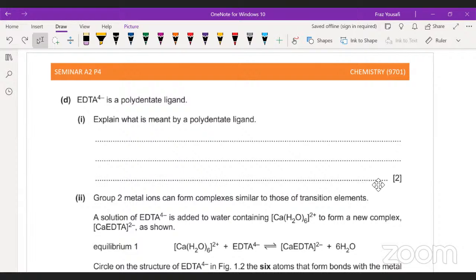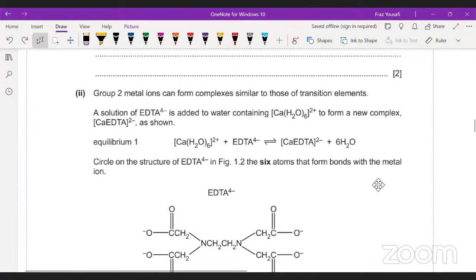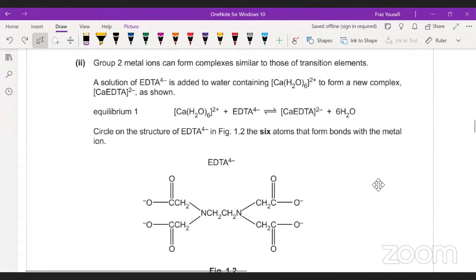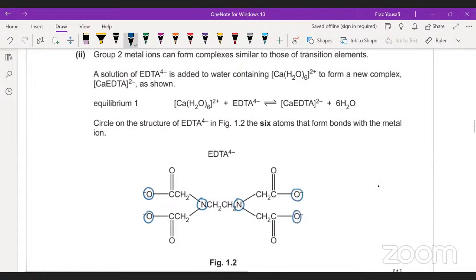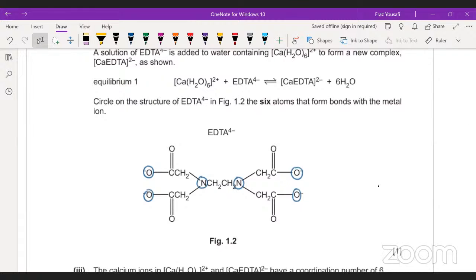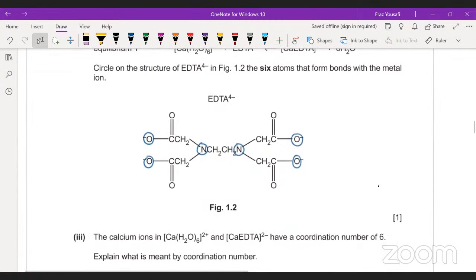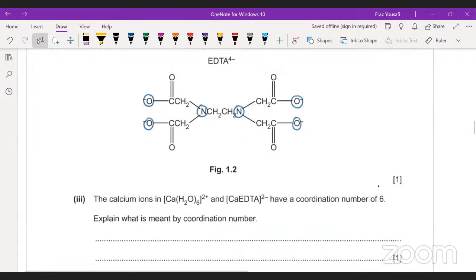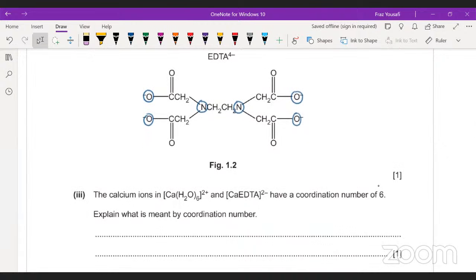with a central transition metal ion. Now, they've given this understanding here where on the structure, they want you to circle the six atoms that would form bonds with your metal ions. So the six atoms that you need to specify, again, are the four oxygens with the negative charges, because they would have an extra lone pair, and the two nitrogens in the center with their lone pairs that would all be able to make a dative bond with your actual central transition metal ion. The calcium ions, again, and either of these have a coordination number of six.